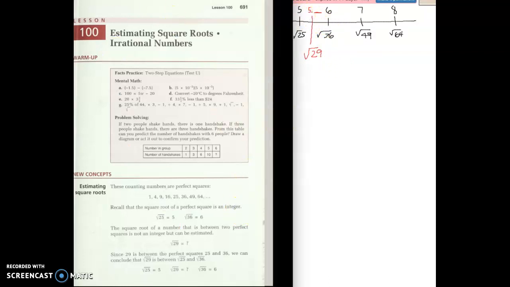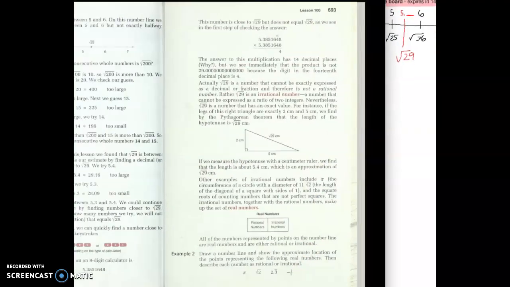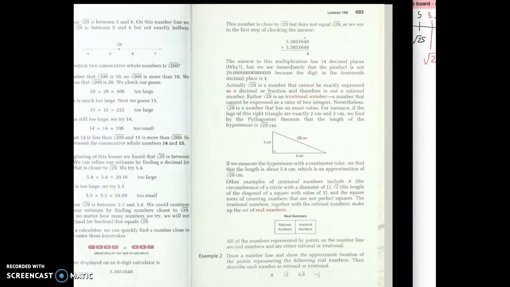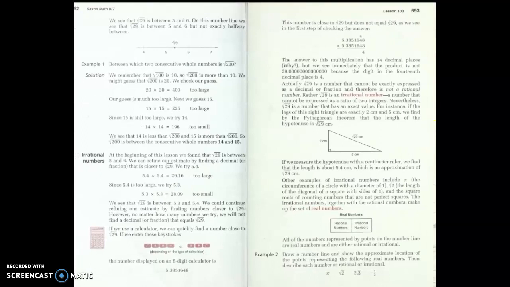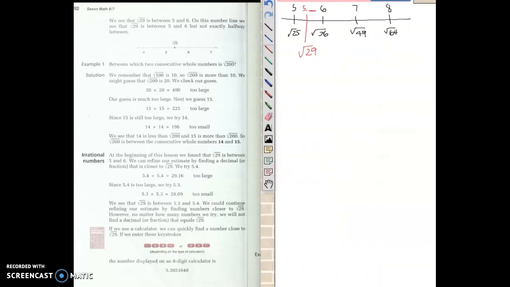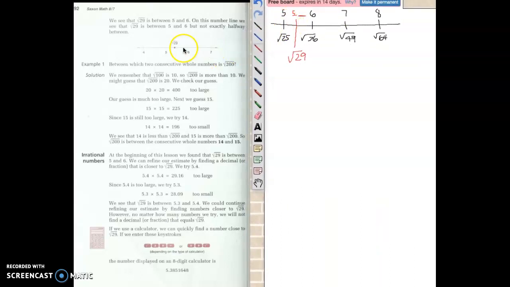All right, let's go ahead and skip this page and do a little magic with the computer. Oops, just kidding, I ran out of space, and there we go. All right, here we go. So just like I said, the square root of 29 is going to be between 5 and 6. Let's look at an example here.